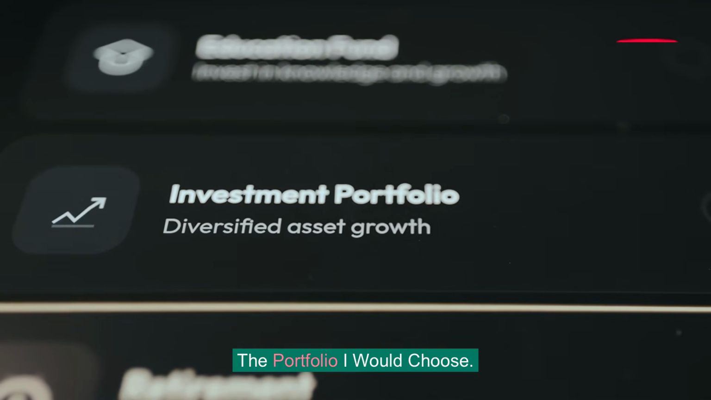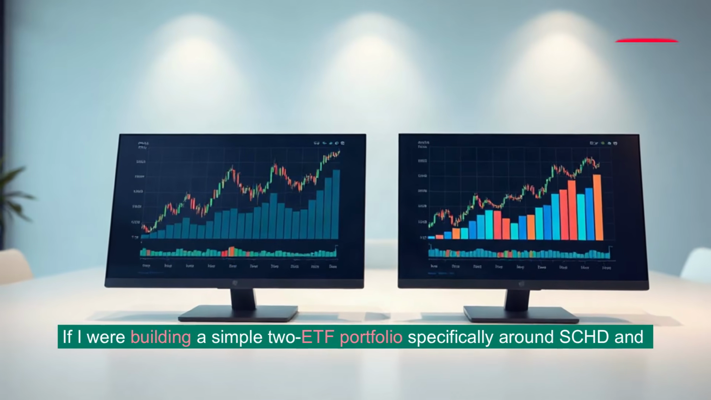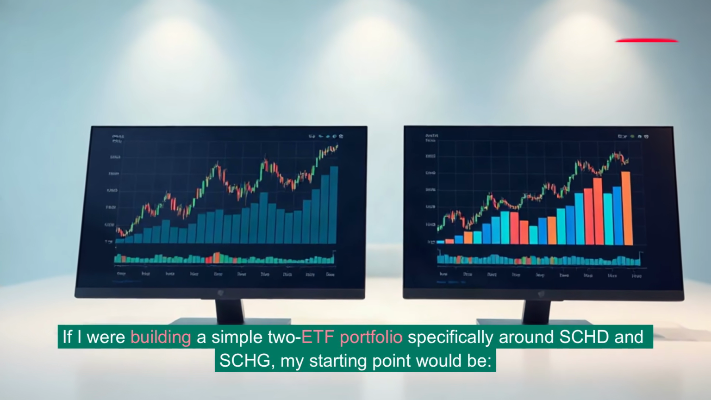The portfolio I would choose. If I were building a simple 2 ETF portfolio specifically around SCHD and SCHG, my starting point would be 60% SCHG and 40% SCHD. Here's why.